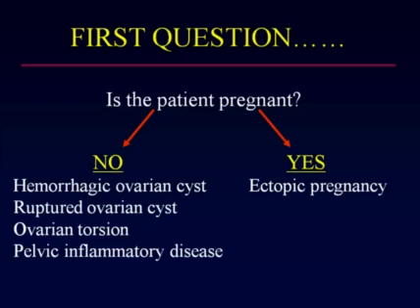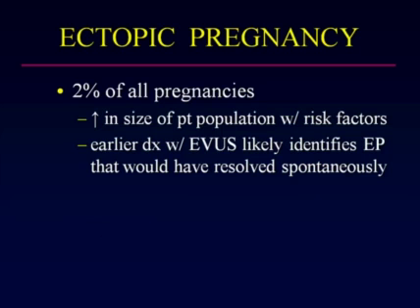If she is not pregnant, you will then evaluate her for the following etiologies, such as hemorrhagic ovarian cyst, ruptured ovarian cyst, ovarian torsion, or pelvic inflammatory disease. And these topics have been covered in other lectures on the website.